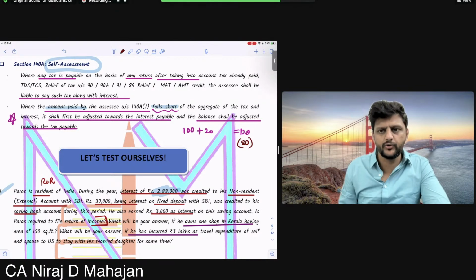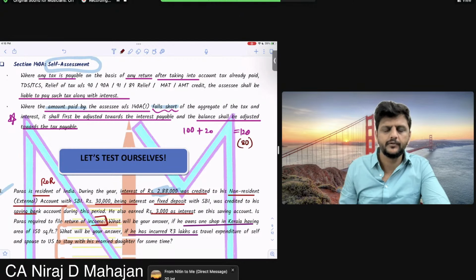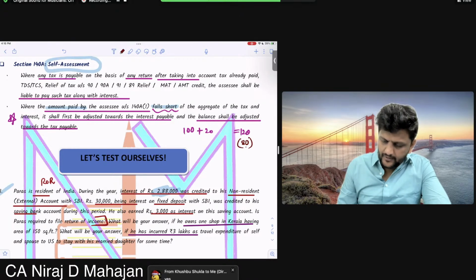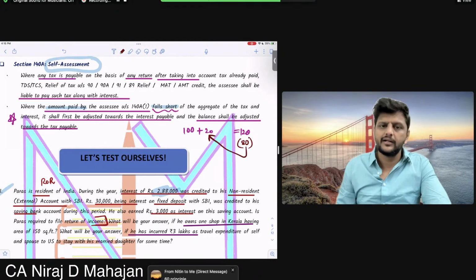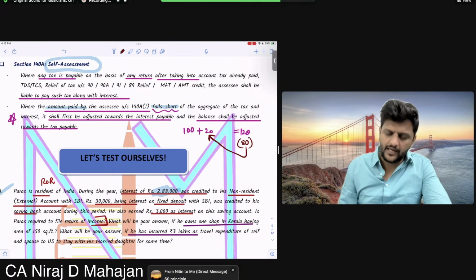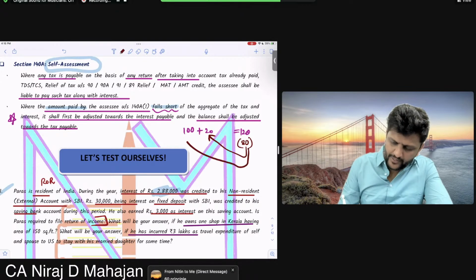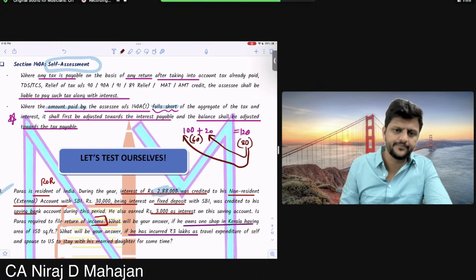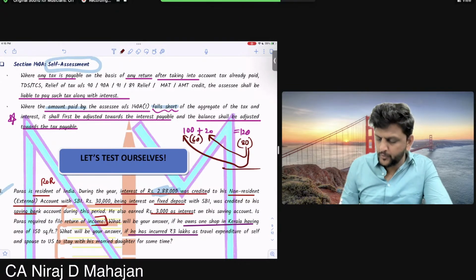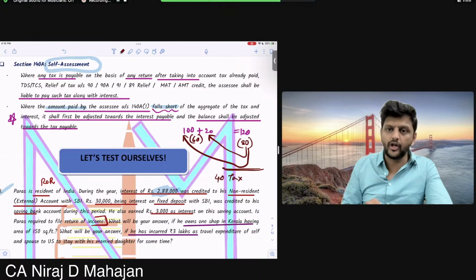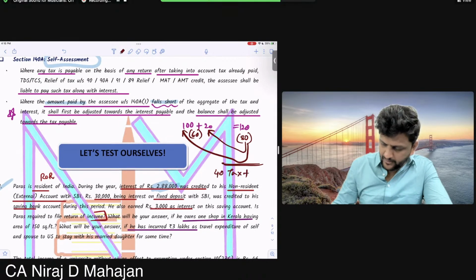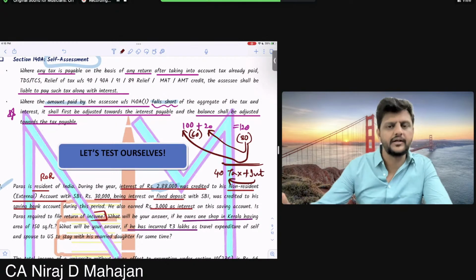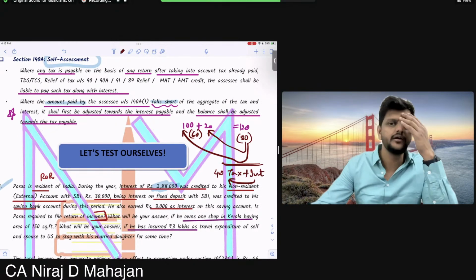Are you there, all of you? Correct. It will be first adjusted towards interest of 20. Balance how much? 60 remaining now, and that 60 will be adjusted towards this main amount balance, right? Adjusted. So now how much balance remaining to be paid? 40 of tax. And if at all, again interest will be applicable on this 40. Yes or no? Are you getting my point?